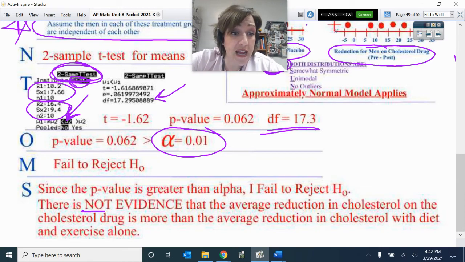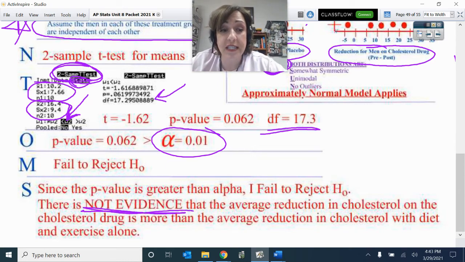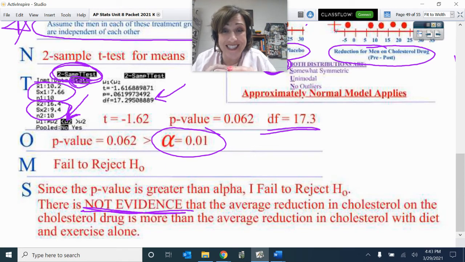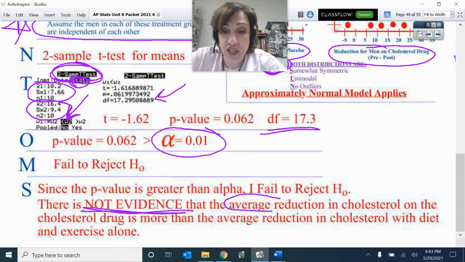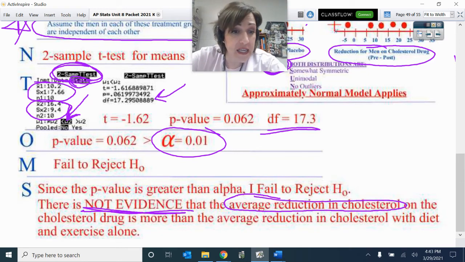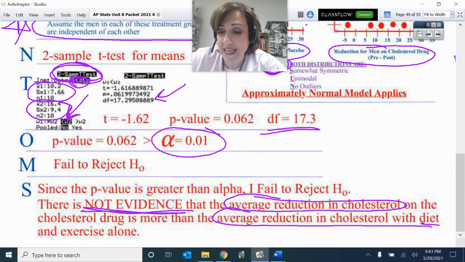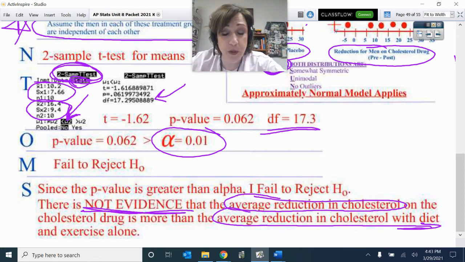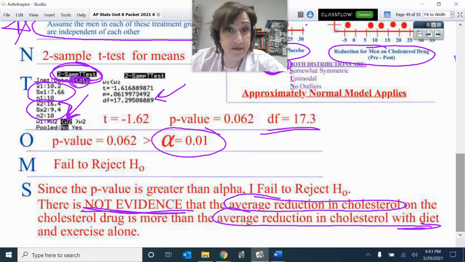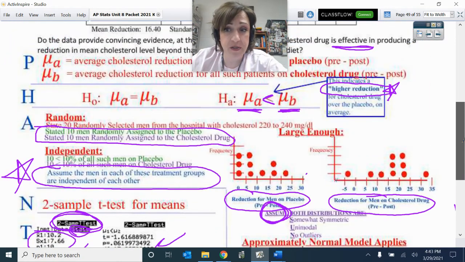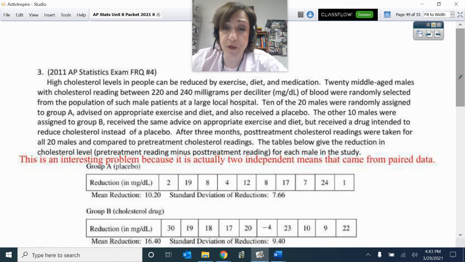So we do not have statistical evidence that the average reduction in cholesterol with the cholesterol drug is more than the average reduction in cholesterol with diet and exercise alone. Notice how I have two different averages listed. I stated those two averages separately, and that there's not evidence that one is a better reduction than the other. Lots of details on there. All right, so there is your free response.